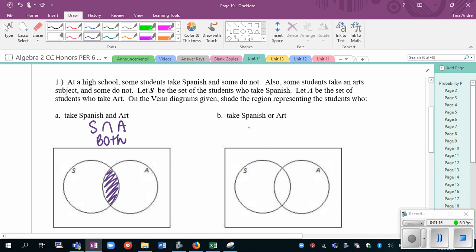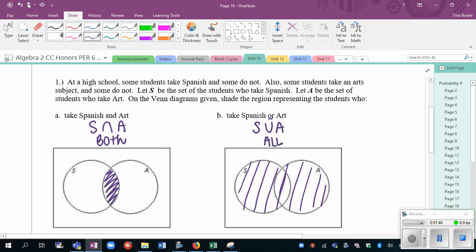For part B, it says that they take Spanish or art. So this means Spanish or art. So what this means is really it's everything because they can take Spanish. So everyone that's taking Spanish is in this circle. Everyone that's taking art is in this circle. And it doesn't matter if they're taking both Spanish and art, well, that's still satisfying the condition of Spanish or art because they're taking at least one of those things. So this is basically saying all.